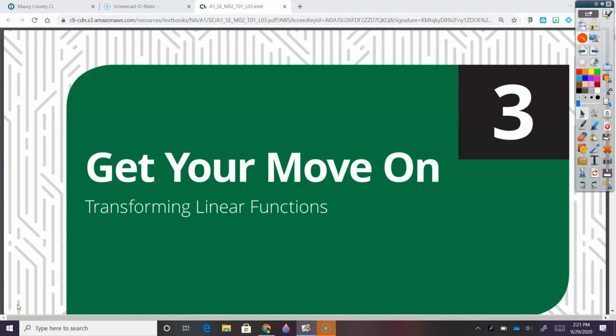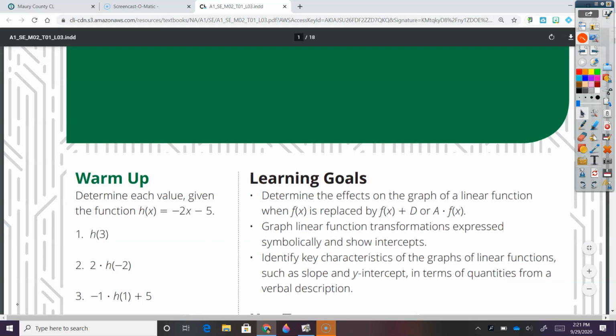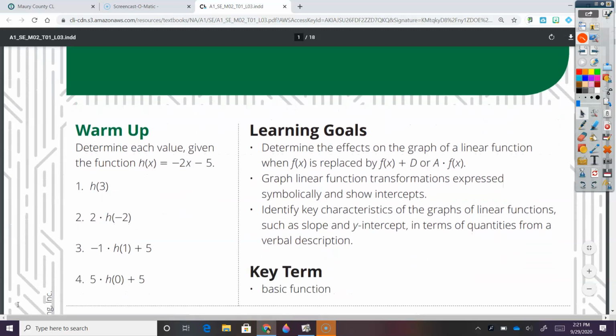Lesson 3. Let's start with a warm-up. Determine h of a given value, given the function h of x equals negative 2x minus 5.